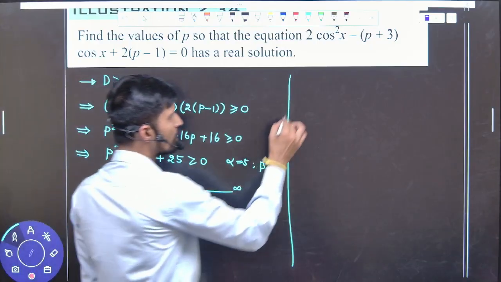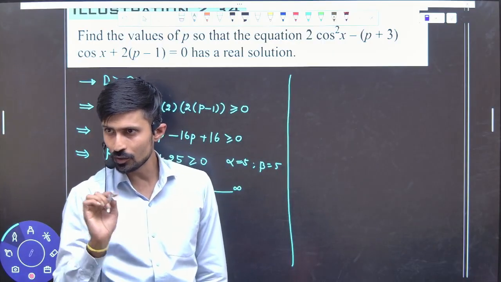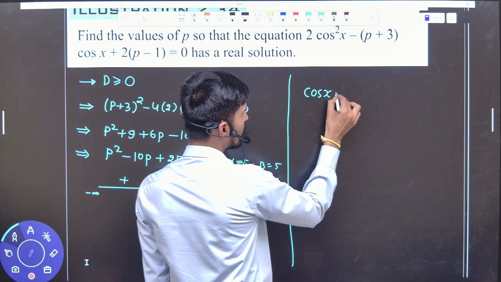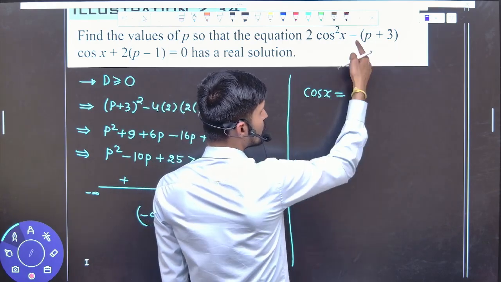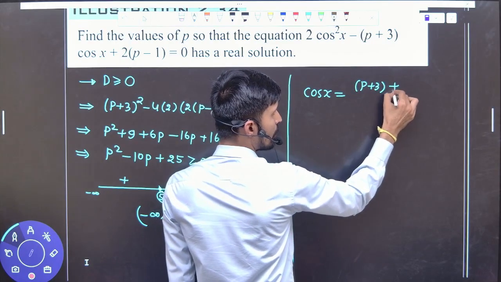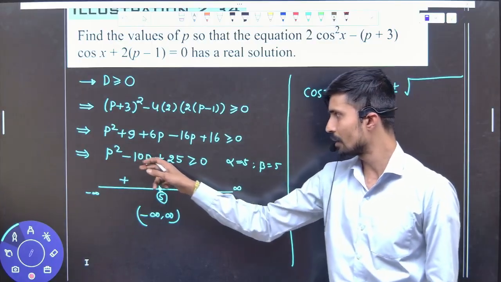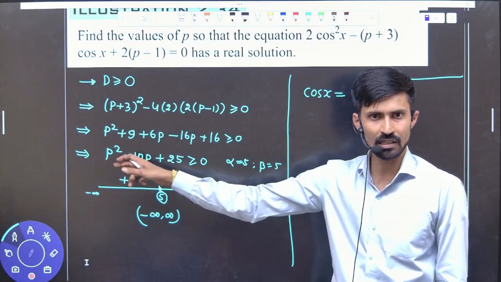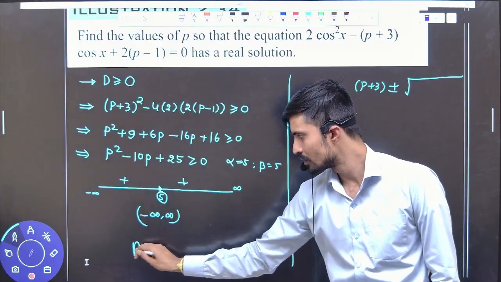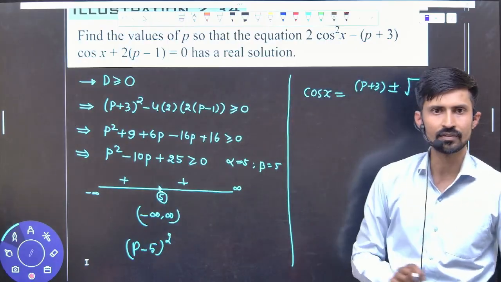Now remember that cos x value should lie between minus 1 and 1. So what I am going to do here is write cos x. What will be cos x? Minus b. So what is b? Minus of p plus 3. So this will become p plus 3 plus minus root under D. D is here, p square minus 10p plus 25. This is our D. And do you think this is p minus 5 whole square? Because both roots are 5.